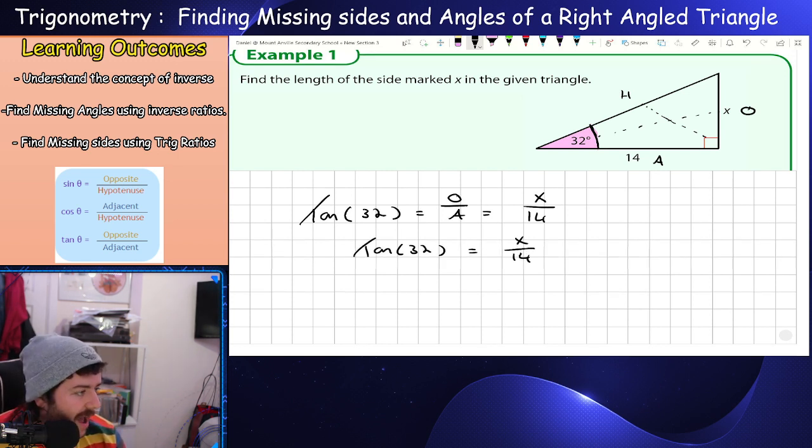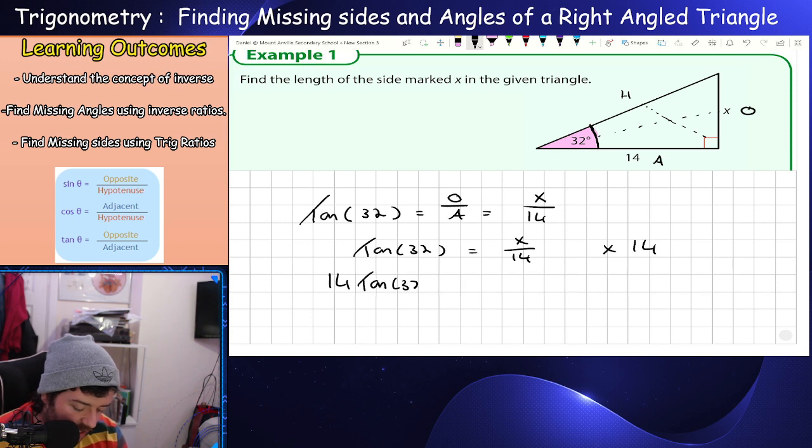So how do we solve for x? Well, I have tan 32 is equal to x over 14. So I'm dividing x by 14. Therefore, I'm going to multiply both sides by 14 to get rid of it. So I have 14 tan 32 is equal to x. So my missing side is equal to 14 tan 32.